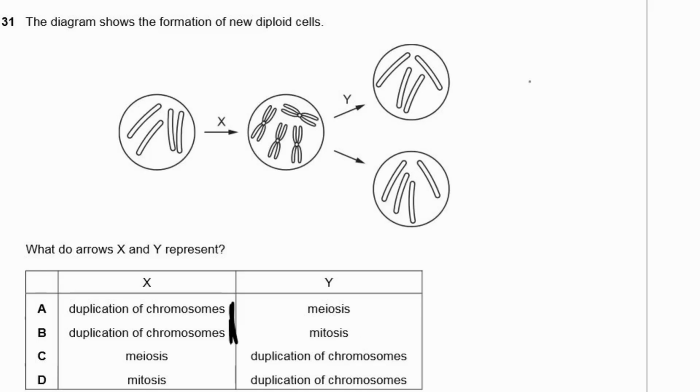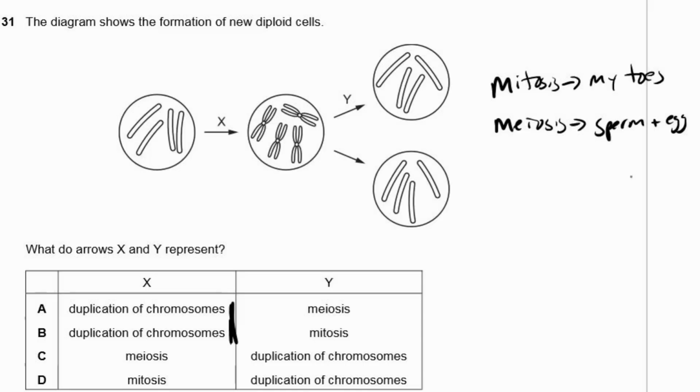Okay, remember, mitosis creates my cells and everything that's not sperm or egg. Meiosis creates sperm and egg. Okay, which means the diploid cells are going to be mitosis. My toes are not my sperm or my egg, so it has to be mitosis. So the answer is B.